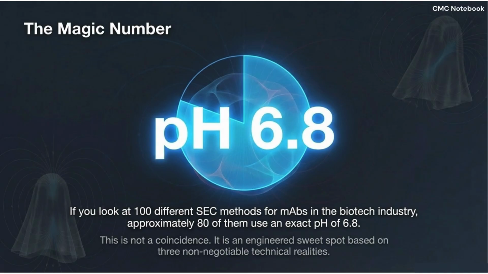If you look at 100 different SEC methods for mAbs in industry, about 80% of them use an exact pH of 6.8. This isn't a coincidence. It is an engineered sweet spot based on 3 non-negotiable technical realities we are about to cover.